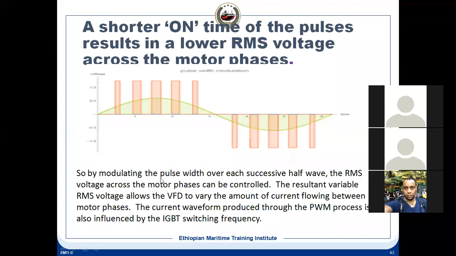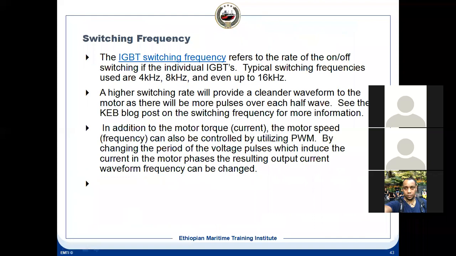Now by modulating the pulse width over each successive half wave, the RMS voltage across the motor phase can be controlled. So the resultant variable RMS voltage allows the VFD to vary the amount of current flowing through the phases. Okay, now come to the frequency side. How do you vary the frequency? The frequency is varied by the switching frequency. That refers to the rate at which the individual IGBTs switch on and off. How fast you switch on and switch off decides the frequency.